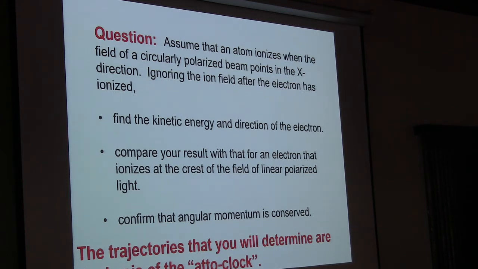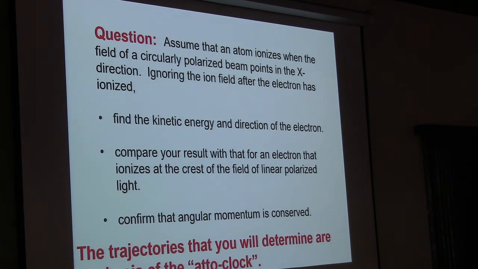Actually, do the same thing for circularly polarized light. An atom, Coulomb potential in a field. The electron is born at some time, the field pointing in some direction. Calculate what happens to that electron in circularly polarized light. Change the phase, look at all possible phases. You'll see it's extremely different, linear versus circular. Very different behavior, very different results of the calculation.